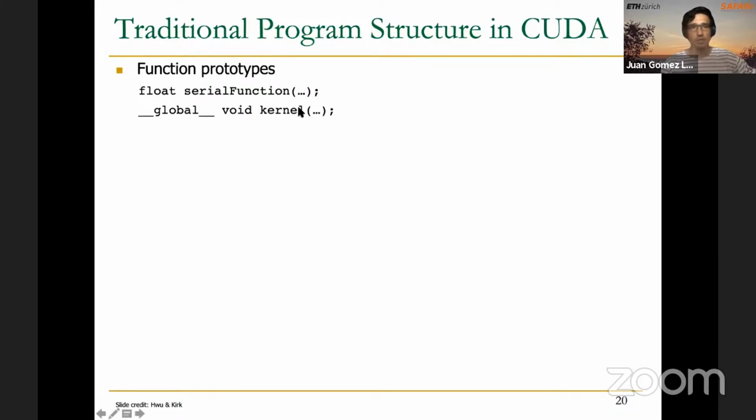Function prototypes. This is for you to see the difference between a CPU function like this serial function that will run on the CPU, maybe using one CPU thread or more. And then this is the prototype of the function that runs on the GPU, the kernel. Notice that we use this qualifier __global__ to identify this function as a kernel for the GPU.